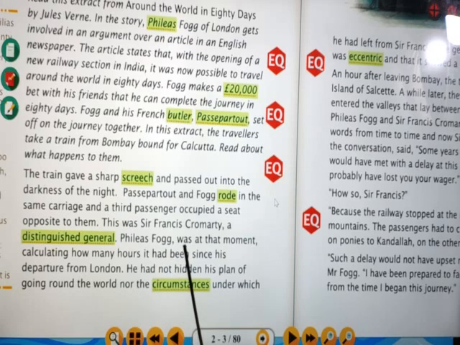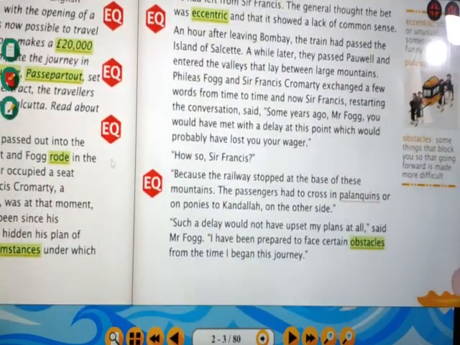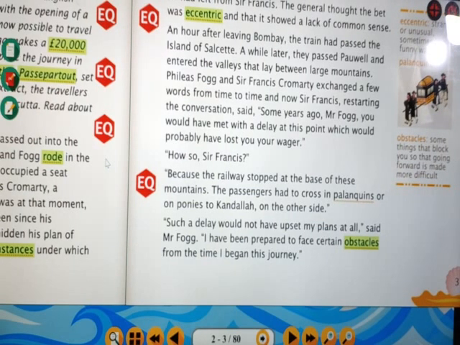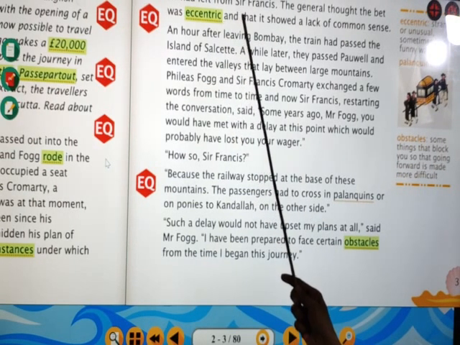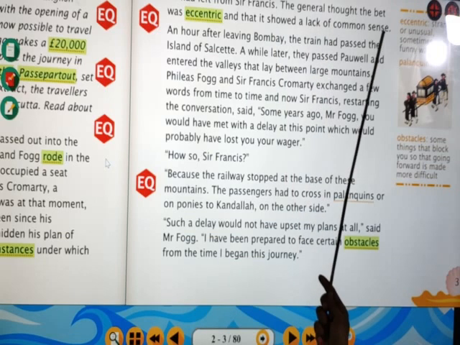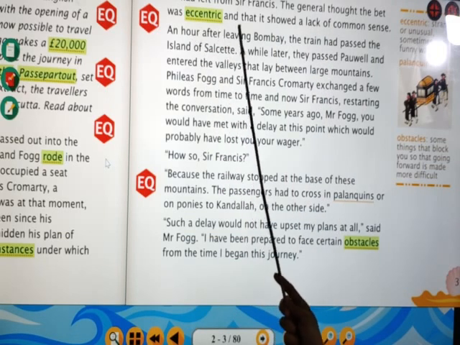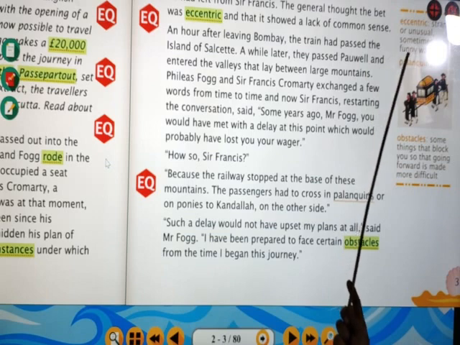Phileas Fogg was at that moment calculating how many hours it had been since his departure from London. He had not hidden his plan of going round the world, nor the circumstances under which he had left from Sir Francis. The general thought the bet was eccentric and that it showed a lack of common sense.